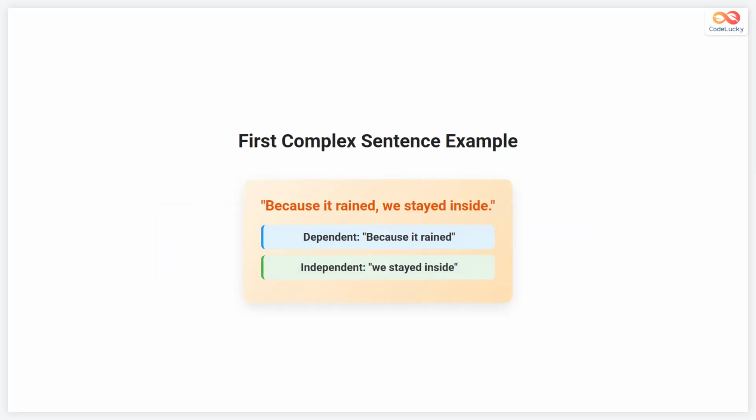Consider the sentence, "Because it rained, we stayed inside." The first part, "because it rained," is the dependent clause starting with because. It cannot stand alone as a complete sentence. The second part, "we stayed inside," is the independent clause that expresses a complete thought and can stand alone.